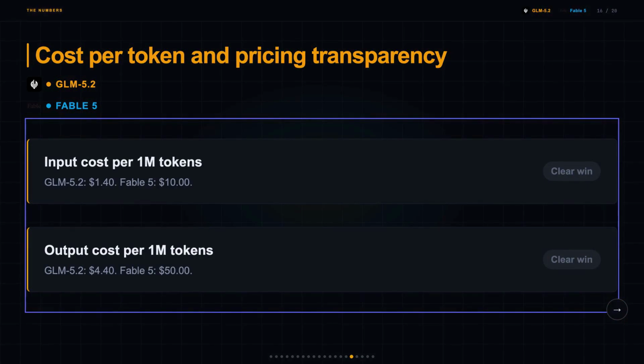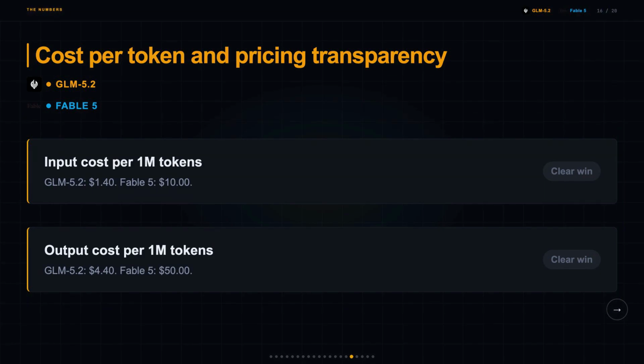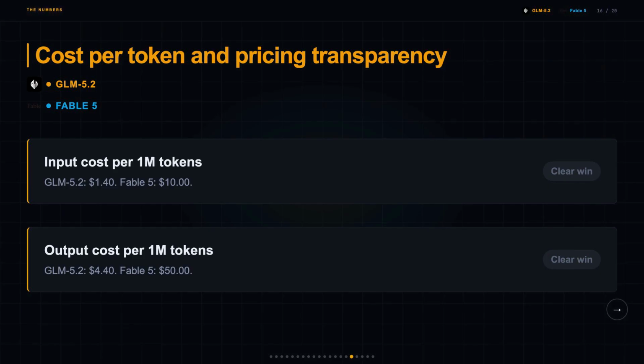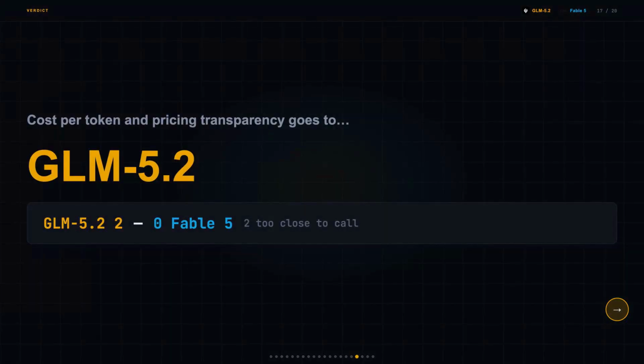GLM 5.2 runs at $1.40 per million input tokens and $4.40 per million output tokens, while Fable 5 is $10 per million input and $50 per million output. That $50 per million output number is what really got me, because Fable 5 is 11 times more expensive per output token, and that's before you even think about volume. I was expecting Fable 5 to be pricier, but 11 times on output tokens is a different kind of expensive. So GLM 5.2 wins cost, and it's not close.